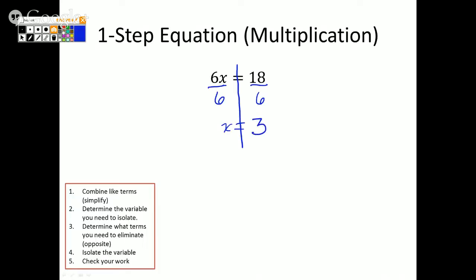And now it's time for me to check my work. So 6 times 3, which was my x, is equal to 18. 6 times 3 is 18. 18 is equal to 18. So my answer checks out. So x is equal to 3.